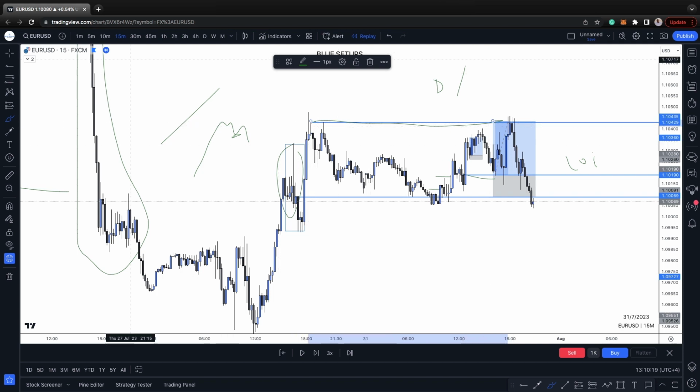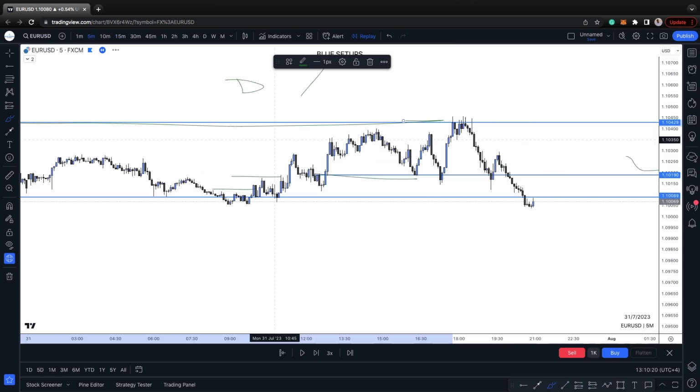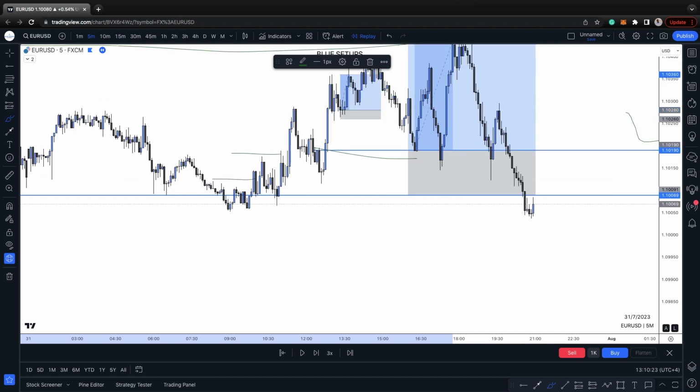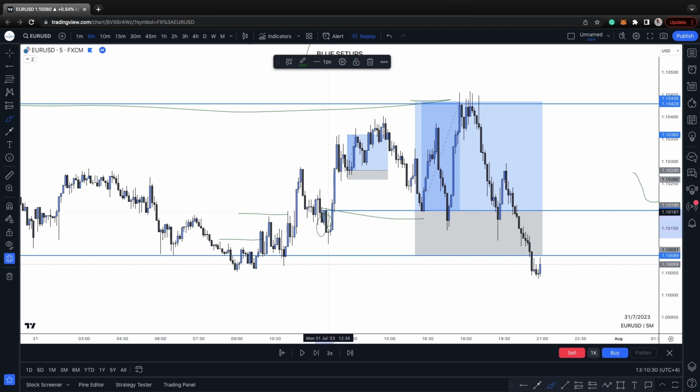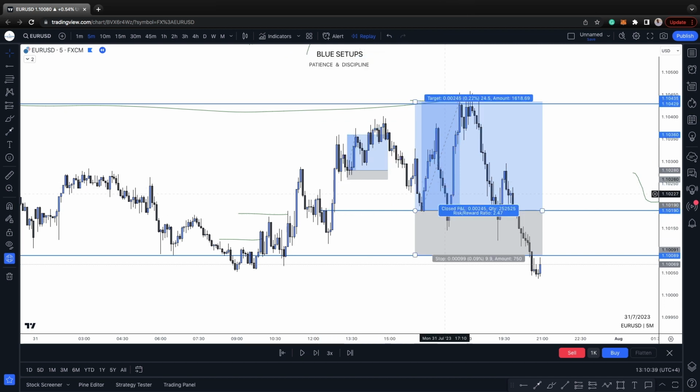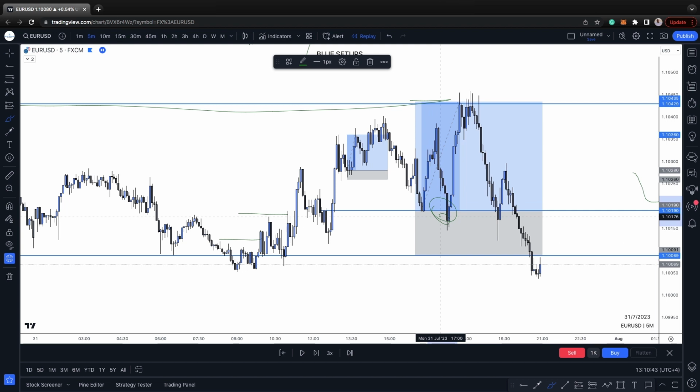So if you go lower, let's say 5. Great. As you can clearly see, the market came back right into that demand. It tapped into it and it moved very nicely. And I actually talked about this entry model, this one right here. I talked about it in one of my videos.